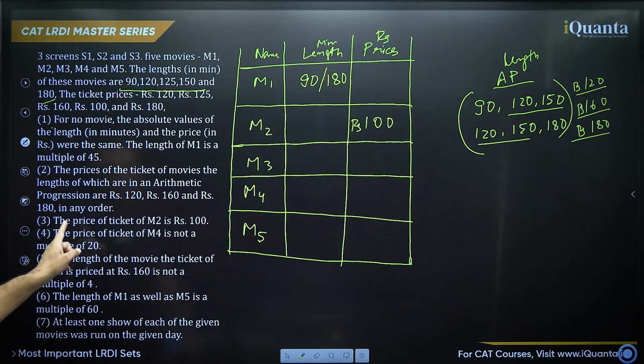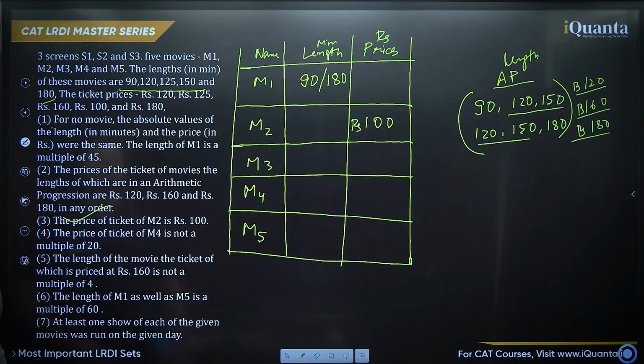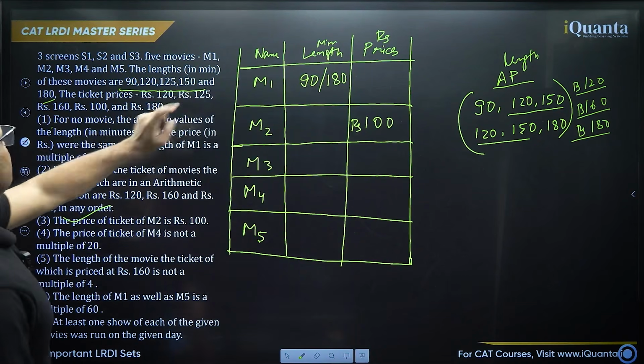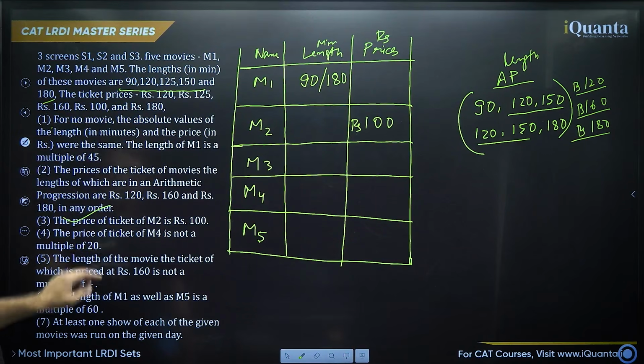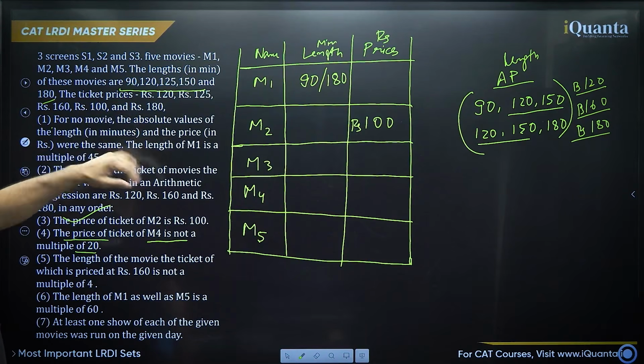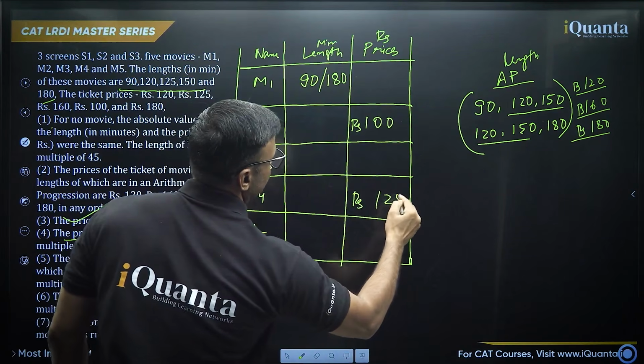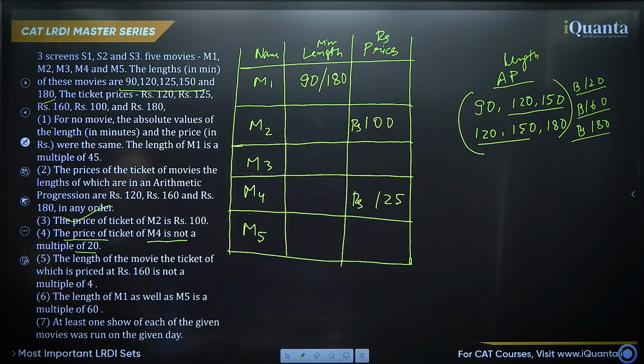Okay. The price of the ticket of M4 is not a multiple of 20. Now the prices are 120, 125, 160, 100, 180. Oh, this is very beautiful. The prices are 120 multiple of 20, 125 not a multiple of 20. 160, 100, 180, these are all multiples of 20. So only 125. So M4 price is rupees 125. That's nice. Very good. So pretty clearly we have this situation.